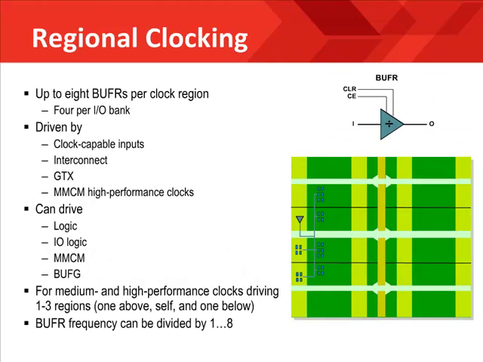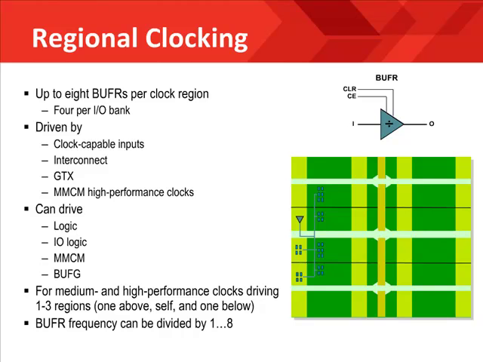Regional clock buffers serve vertically adjacent clock regions, so they act as additional routing resources for clock signals that do not need to route to so many clock regions like a global, or at least not immediately neighboring clock regions. Now, the regional clock networks reach the clock inputs of all the synchronous elements within the region. There are up to 8 buffers per clock region, and that means 4 per I/O bank.